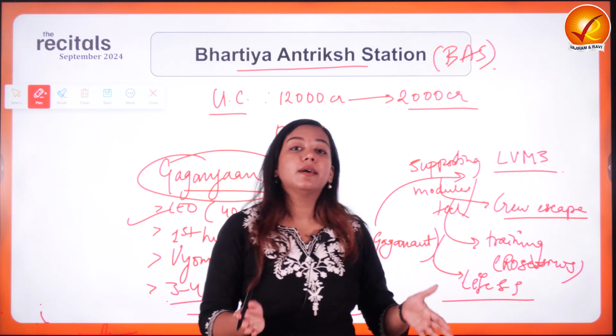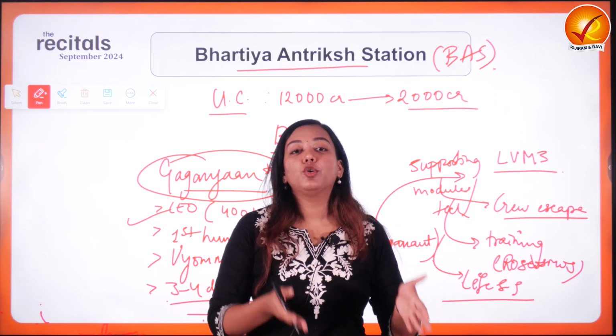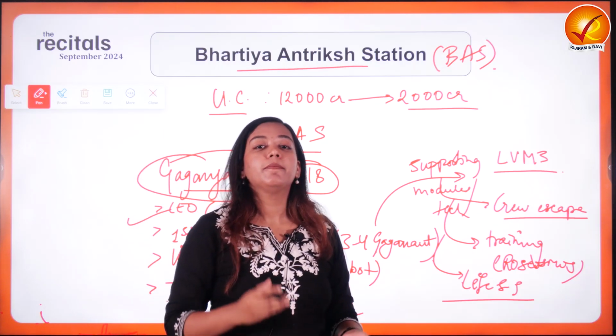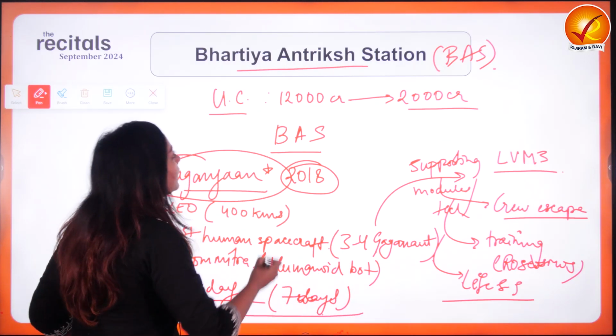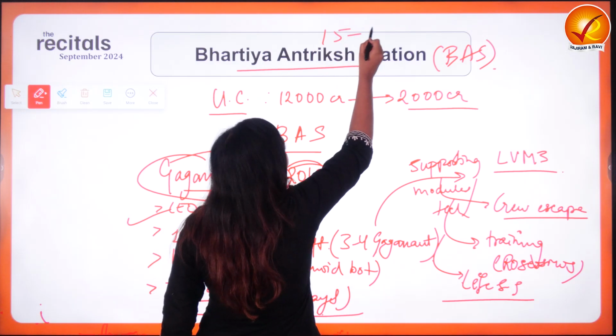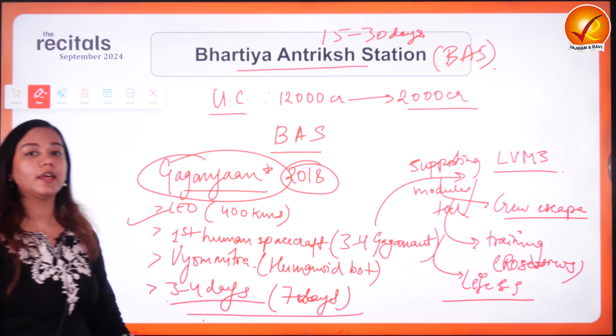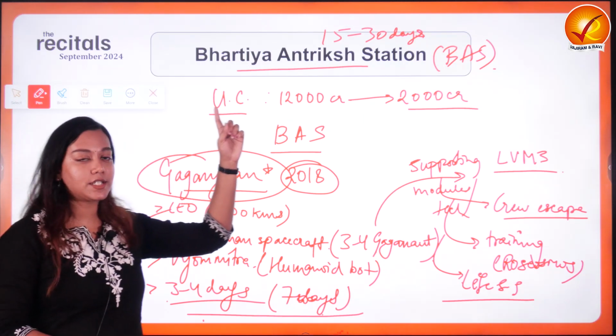And in order to create sustainable research, we again need to be in space for a longer period of time. So in order to ensure that the astronauts can go up to space and be there for about 15 to 30 days, we will be requiring our own indigenous space station. Therefore, we will be creating the Bhartiya Antariksh station.